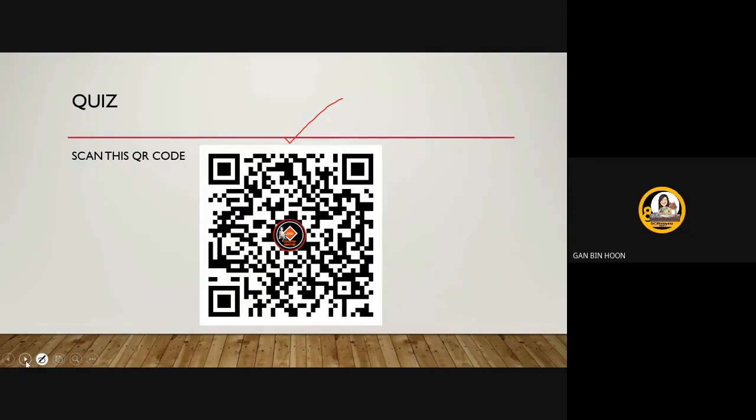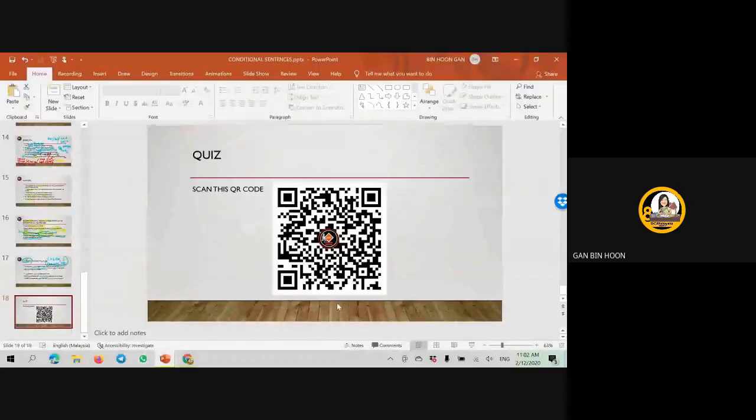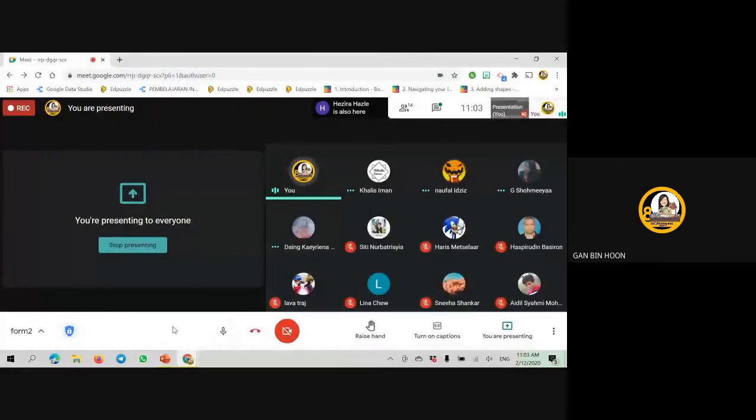Okay, dah scan the QR code? Yeah. Okay, good. You can see it, right? Okay, that's all. So I'm going to close my slide. Okay, I'm back here. I'm going to stop sharing.